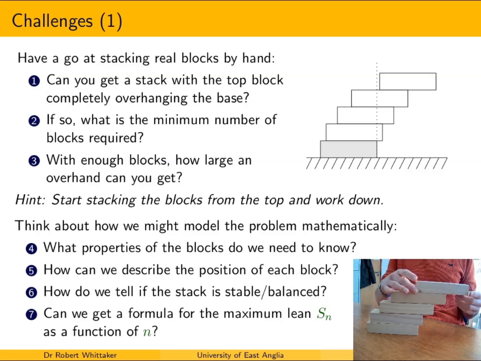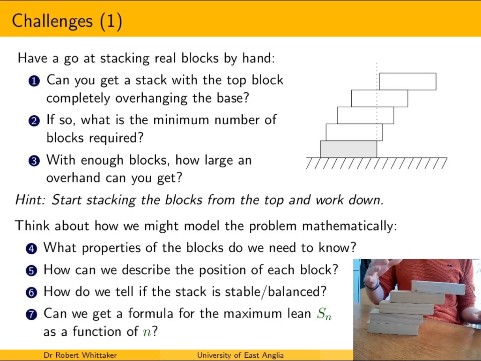What properties of the blocks do we need to know in order to be able to calculate the overhang? What's important about each block that we've got? How are we going to describe the position of each block so we know what the stack looks like? How far to the left or right is each block, and how are we going to record that mathematically?